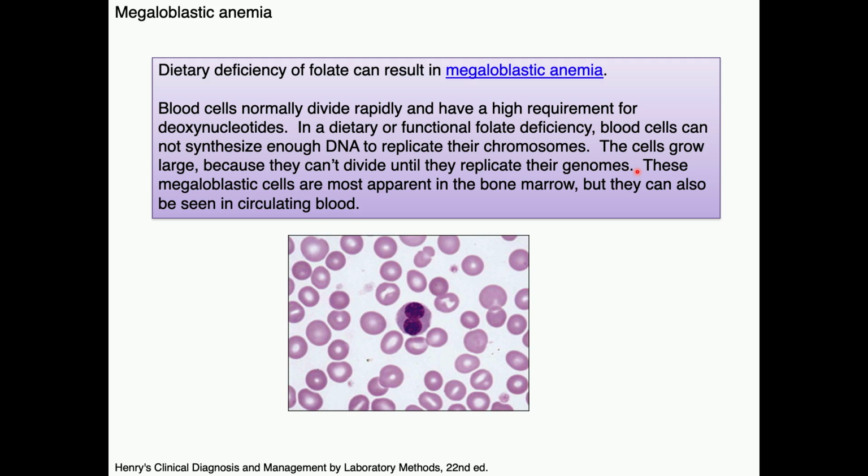Macrocytic anemia is not exactly synonymous with megaloblastic anemia, but they're related. The megaloblastic anemia is referring to the presence of blast cells or immature red blood cells that are released from the bone marrow as a compensation for the anemia. So they're trying to pump out immature red blood cells. So you'll see these red blood cells that have a nuclei.